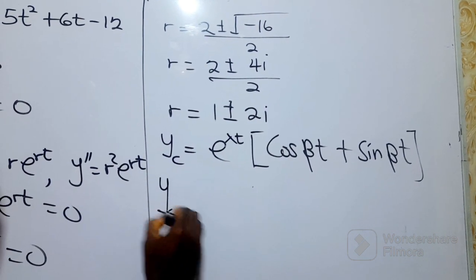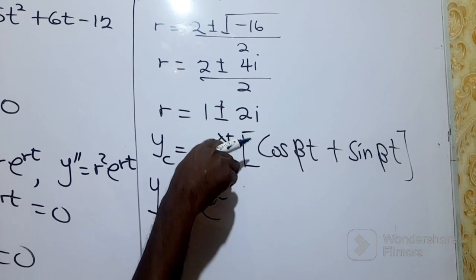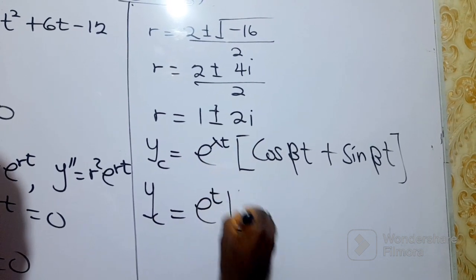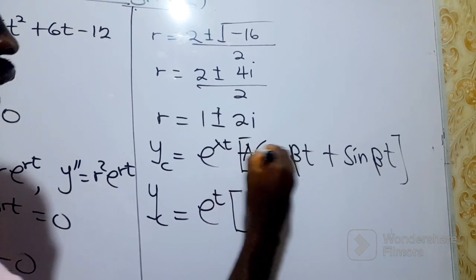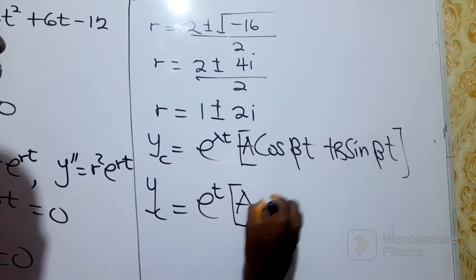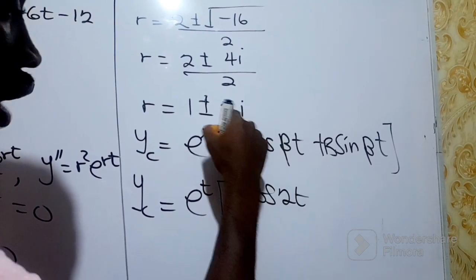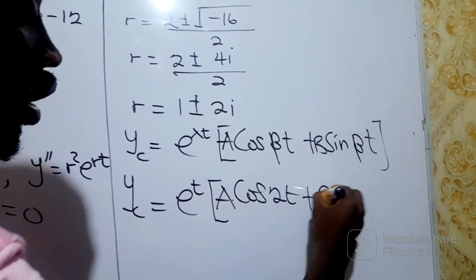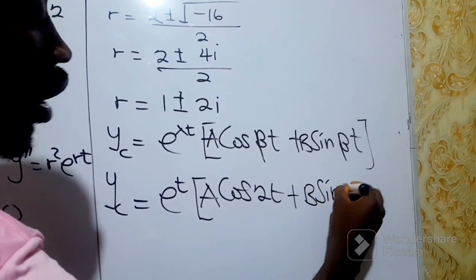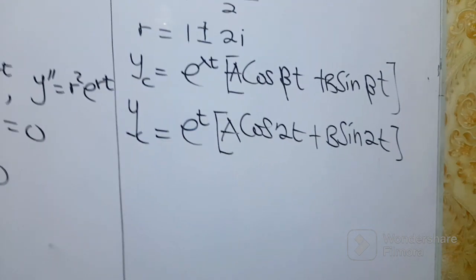Therefore, we can say our complementary solution will be equal to e to the t, that's 1 times t, times, remember there are constants here, a and b, so a cos 2t, since beta is 2, plus b sine 2t. So now we know the solution to the complementary side.